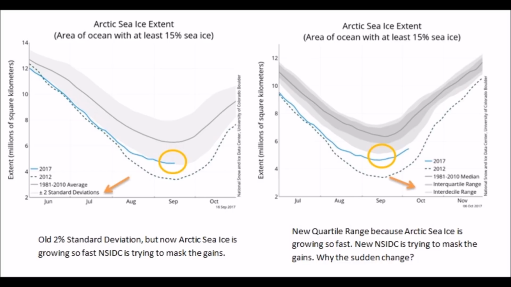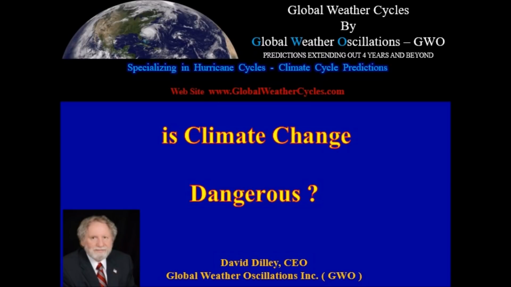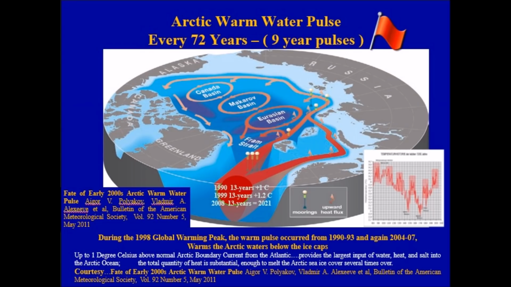But you cannot fake nature. Here it comes. It's going to come back up into what looks like the interquartile range, even though they try so much to suppress it using science. They still can't suppress the information. Enter David Dilley. Global weather oscillations, global weather cycles, using climate pulse technology to forecast hurricanes and also Arctic sea ice extent. What does that mean to you and me, though?